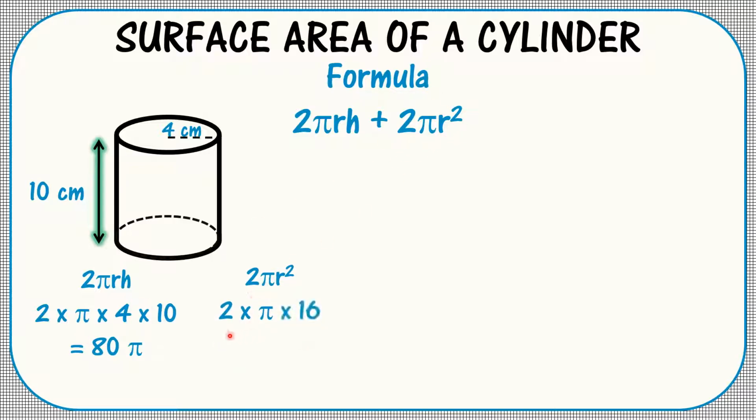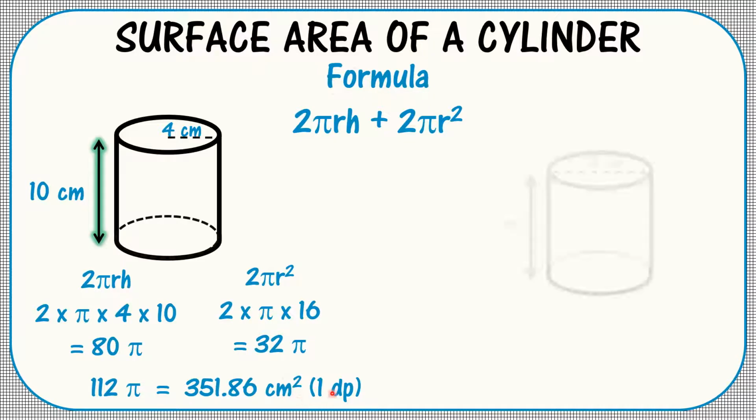So again, what you would do is you do 2 times pi times r, which is 4 squared. So it will be 2 times pi times 16. 16 times 2 is 32, so it will be 32 pi. What you need to do is add these two values. So put 80 pi plus 32 pi into your calculator. What you would get is 112 pi, which equals 351.86 centimeters squared. Remember that surface area, the units are millimeters squared, centimeters squared, or meters squared.